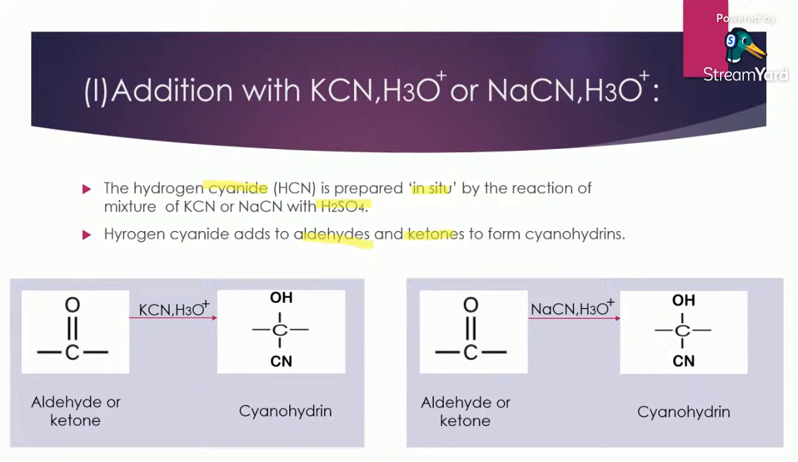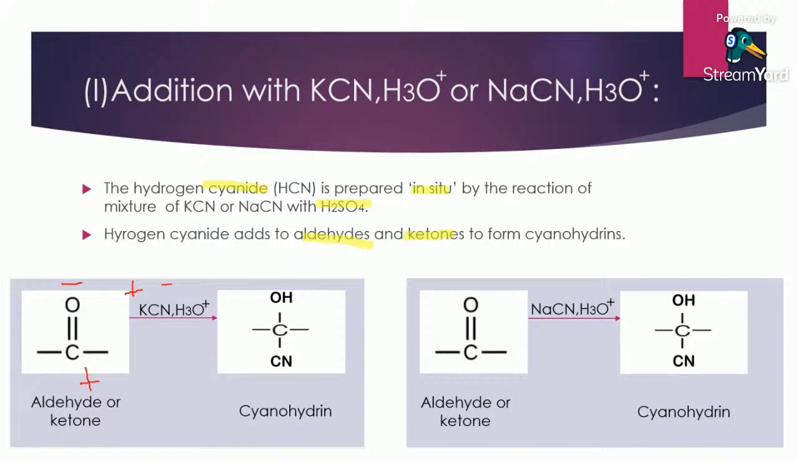If you guys can look here, we go to our first example. Here we can see our C double bond O, where the C is partially positive and our O is partially negative, and it reacts with our KCN, where the K is partially positive, same with our carbon, and CN is partially negative, same with our oxygen.